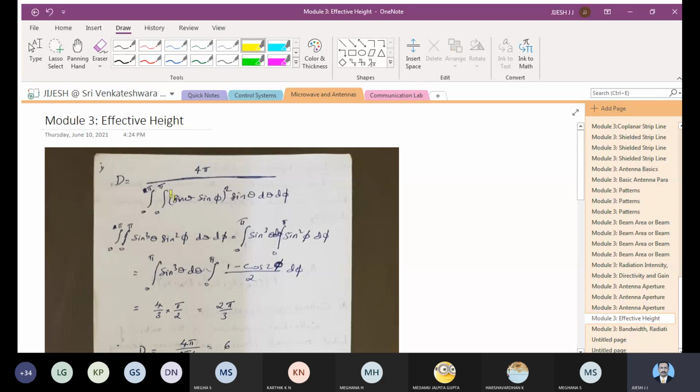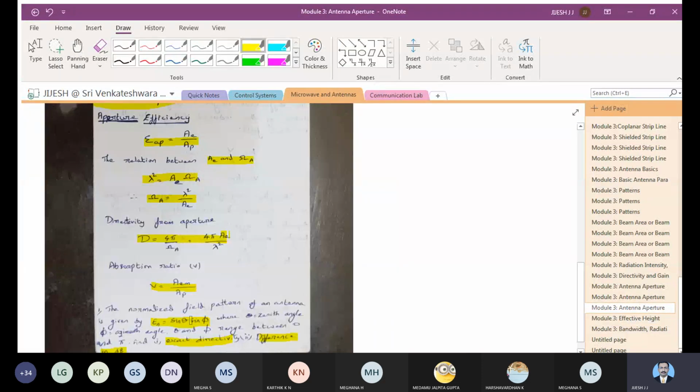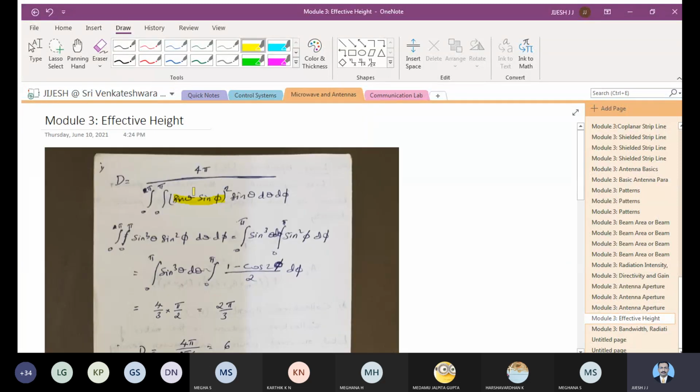Here what you can see is E, so there it is P, power. So you need to take the square of this E. So sine theta sine phi whole square you need to take. Don't forget all these things. So sine theta sine phi square sine theta d theta d phi. Now you have to integrate for the limits 0 to pi and 0 to pi for sine cube theta, sine square phi, d theta d phi. So that is the integration you have to do.